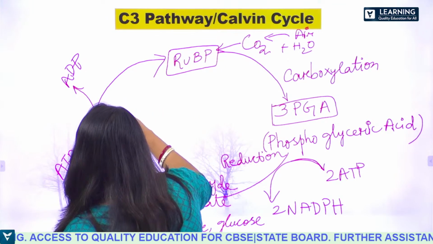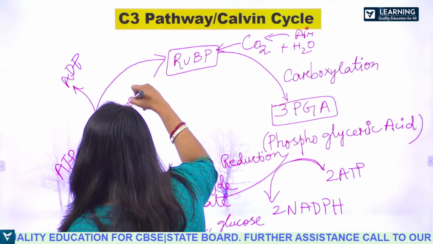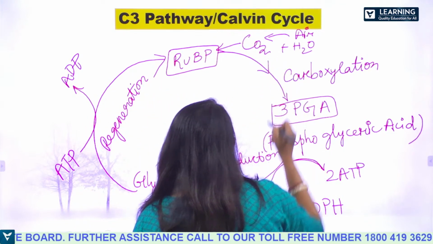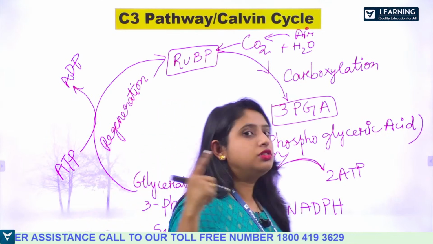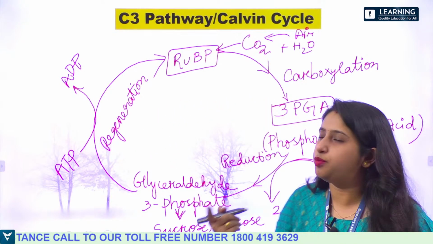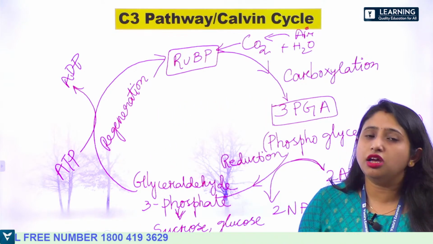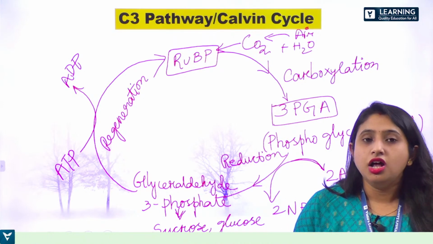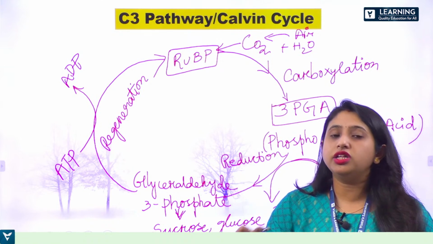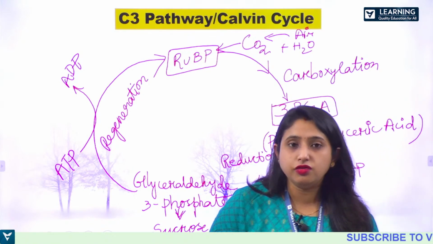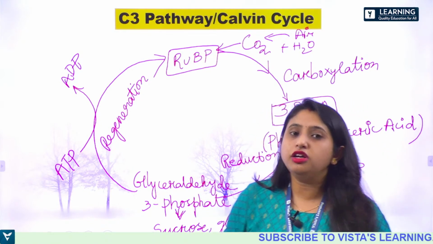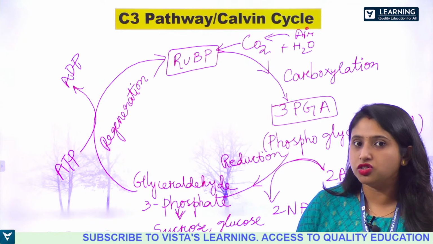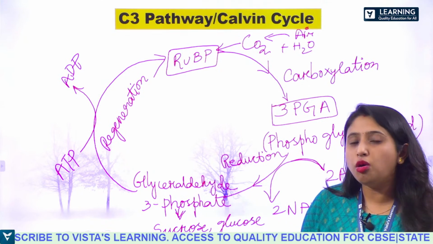So here what happens? Regeneration. So it will be continuous. This is a continuous, cyclic process. It goes on. And where is it taking place? All these things are taking place in the chloroplast only. Light reaction, dark reaction, everything takes place in the chloroplast of the leaves only. So it is preparing food in the stroma of the chloroplast.